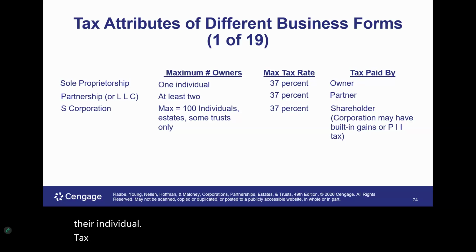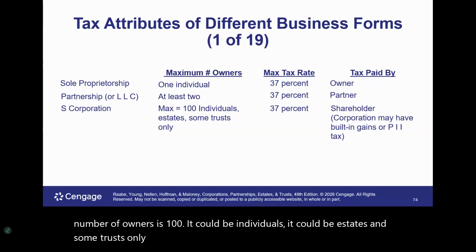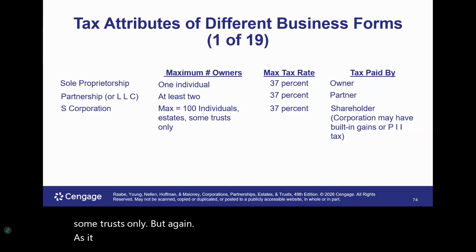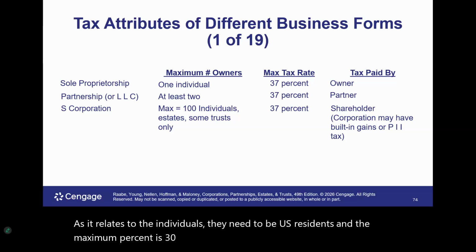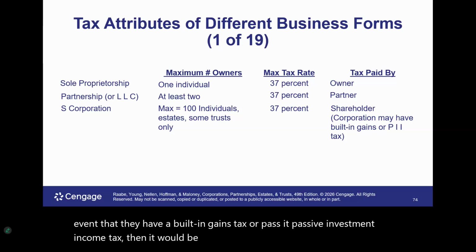For an S corporation, as we pointed out, the maximum number of owners is 100. It could be individuals, it could be estates, and some trusts only. But again, as it relates to the individuals, they need to be U.S. residents, and the maximum rate is 37%. Again, the tax is paid by the shareholder. But in the event that they have a built-in gains tax or passive investment income tax, then it would be paid at the corporate level.